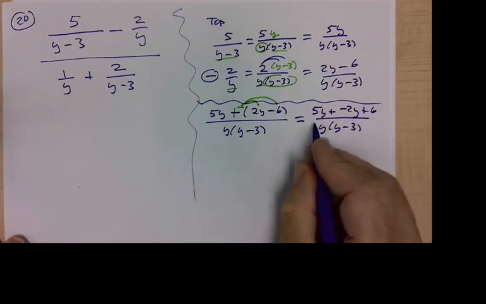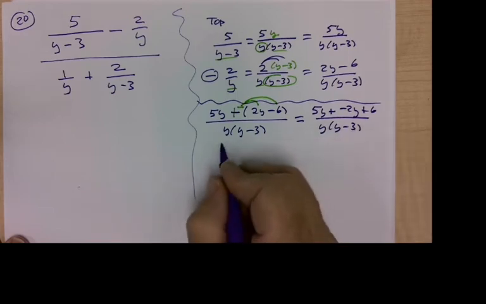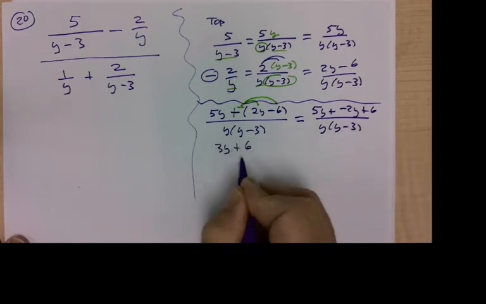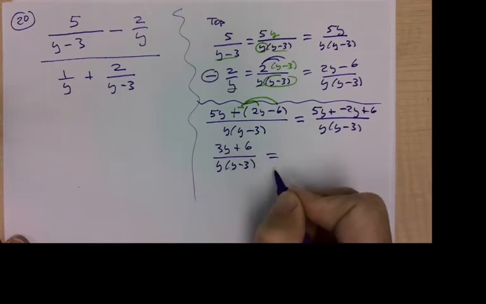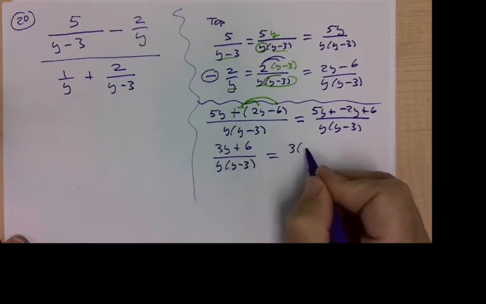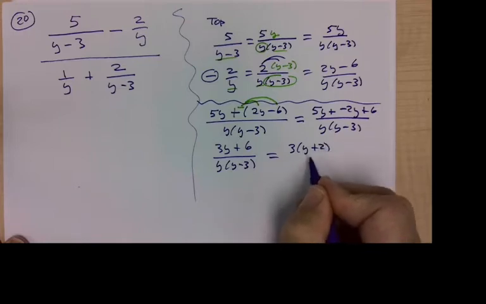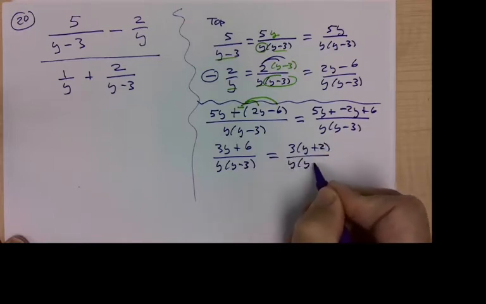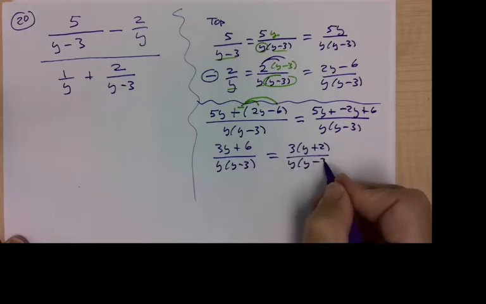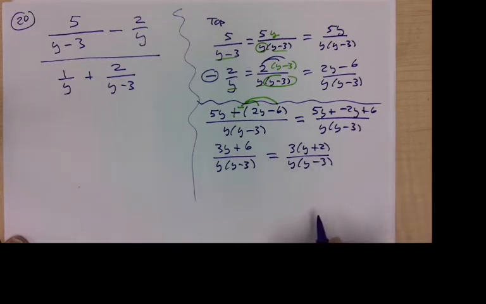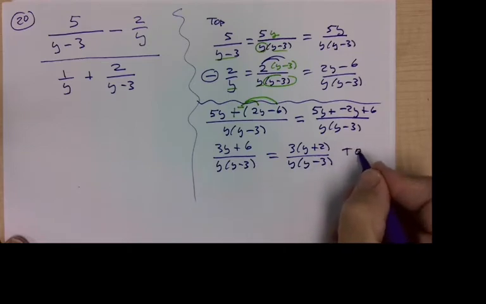And the result, 5y minus 2y, is 3y plus 6 over y times y minus 3. And we actually could factor that to get 3 times y plus 2 over y times y minus 3. So all of that is the top. And eventually we're going to take top divided by bottom. So let's emphasize that is the top.